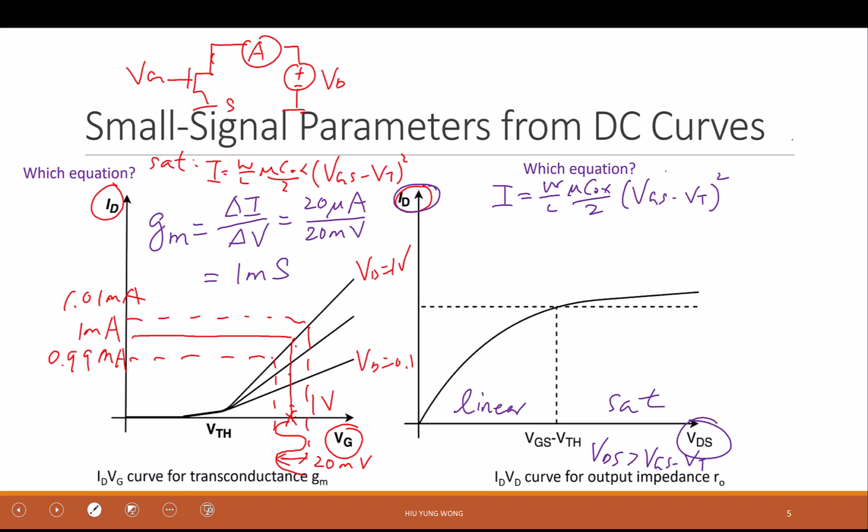But then we say, in reality, it does depend on VDS. And how does it depend on VDS? We multiply it by 1 plus lambda VDS, which is the channel length modulation.